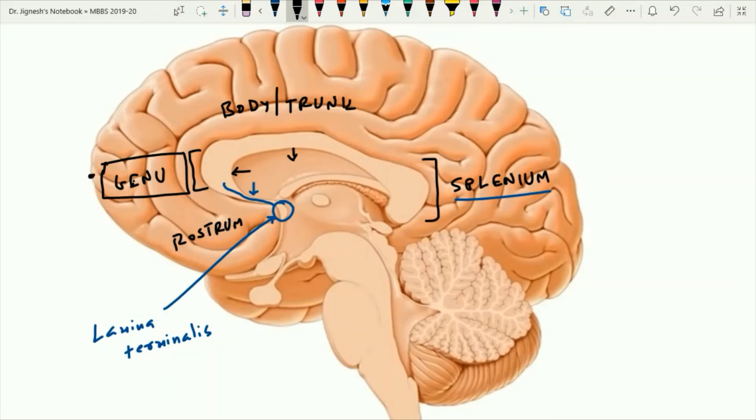When we see this splenium, it is the thickest part of the corpus callosum, which is situated on the posterior side, and it is nearly 6 cm in front of the occipital pole. The fibers of this splenium interconnect the posterior part of the parietal lobe as well as the temporal lobe and the occipital lobe of the brain of both the sides.